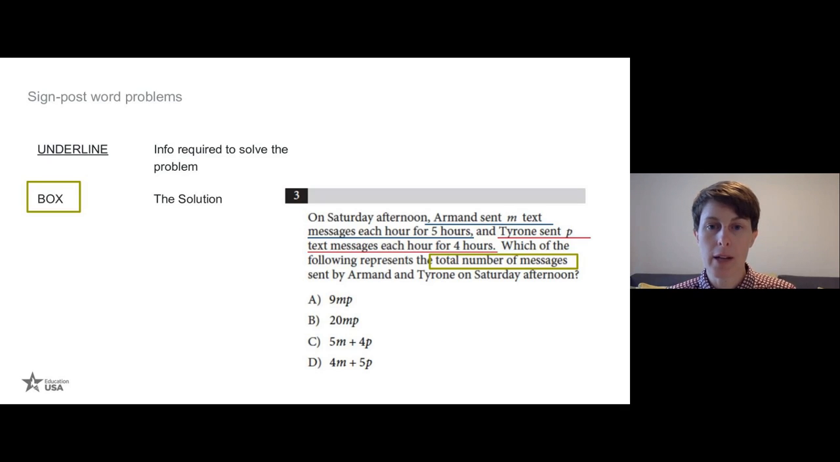So we've underlined the important information, and then total number of messages is the most important piece of information, and that is our target.